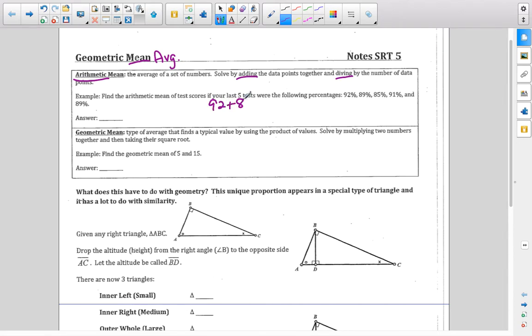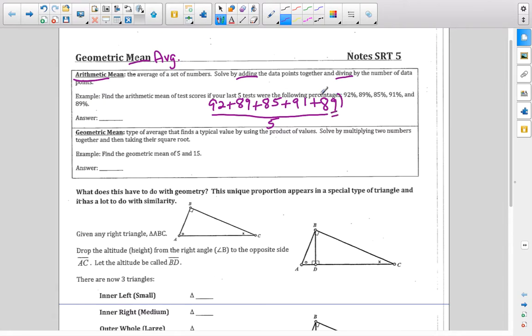and they say 92%, 89%, 85%, 91%, and 89. And I'm going to add all of those together, hopefully on my calc. And I'm going to divide by, let's see, 1, 2, 3, 4, 5. I have 5 test scores. So I'm going to add those all up.